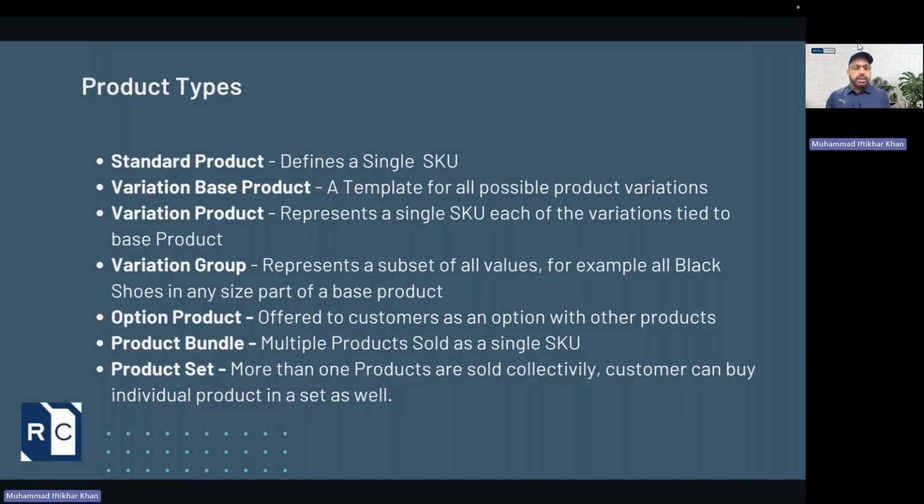And then the product bundle, where a merchant wants to sell multiple SKUs as a single unit, a single SKU. And then the product sets, you can create product sets. Product sets consist of more than one SKU, and here the customer can buy the whole product set as a whole, and also the customer has the option to buy the individual products in the set as well.